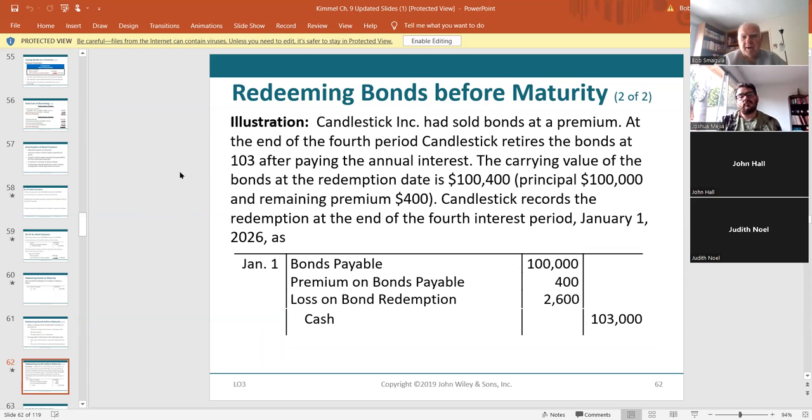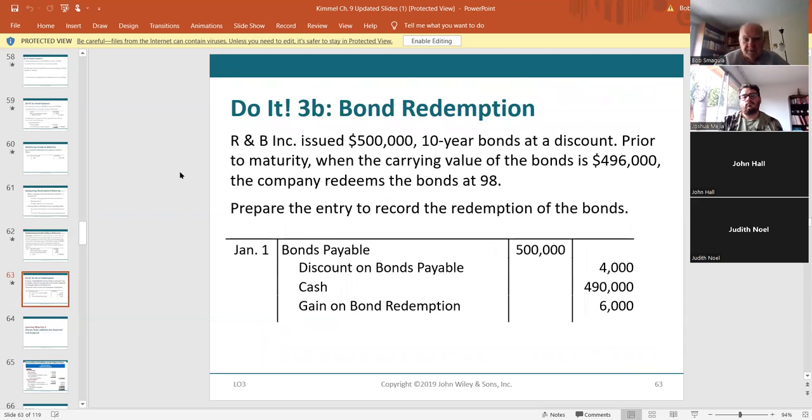When you buy back a bond, you normally have to pay a penalty for doing that. And that's what they have here, a 3% penalty. And the result is a loss on the bond redemption. We lost $2,600, but we got our money back, what we paid back the lender, and now we can hopefully reborrow at a lower interest rate.